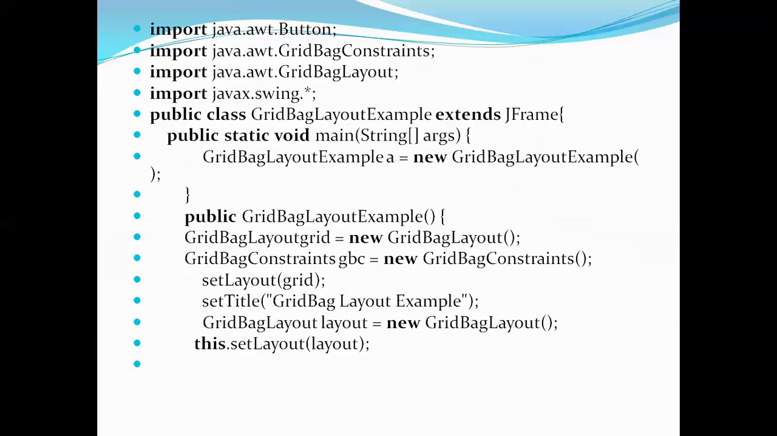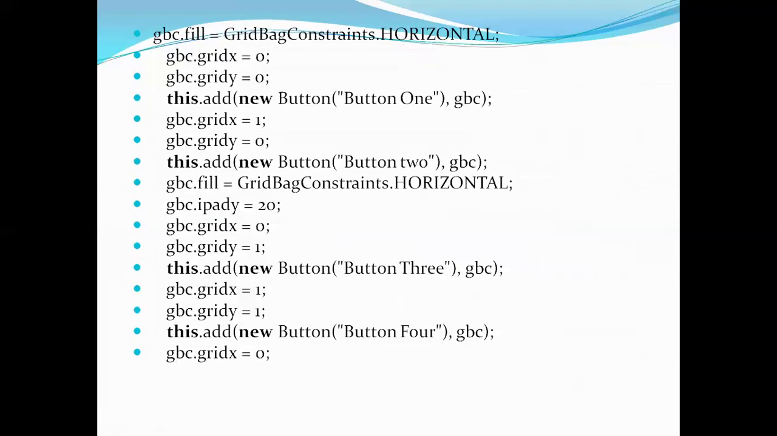Now I'm setting the layout as grid bag layout. The title is grid bag layout example, and for every button you will set the layout as grid bag layout. Now let's see the actual filling of buttons. GBC was the object of grid bag constraint, right? So here gbc.fill is equal to GridBagConstraints.HORIZONTAL. It means that all those components that we are going to fill are arranged in a horizontal manner, like button 1 and button 2. So the constraint is horizontal.